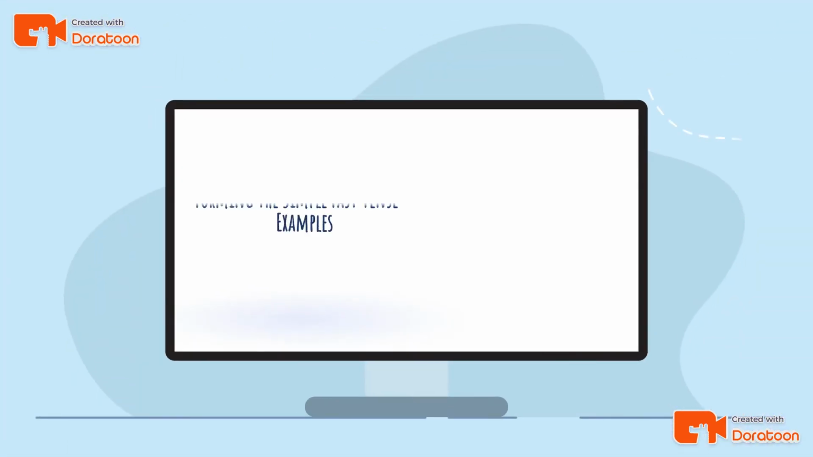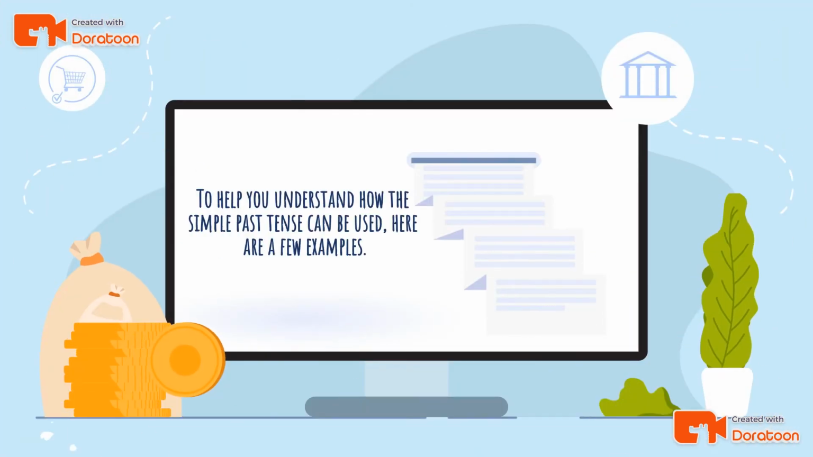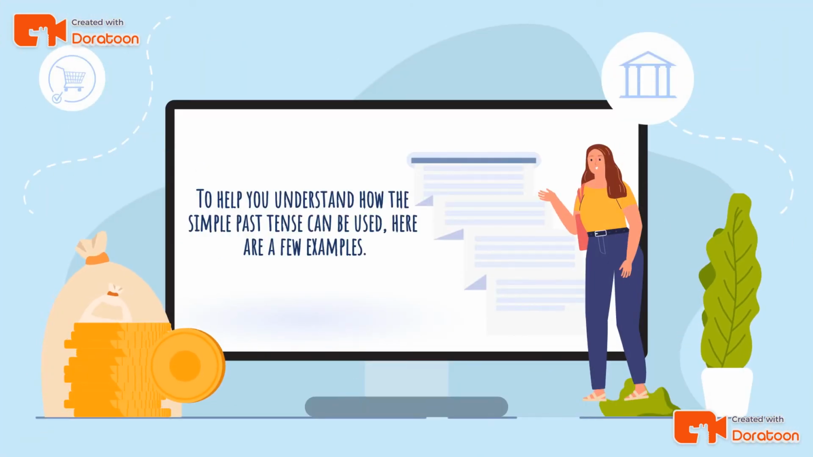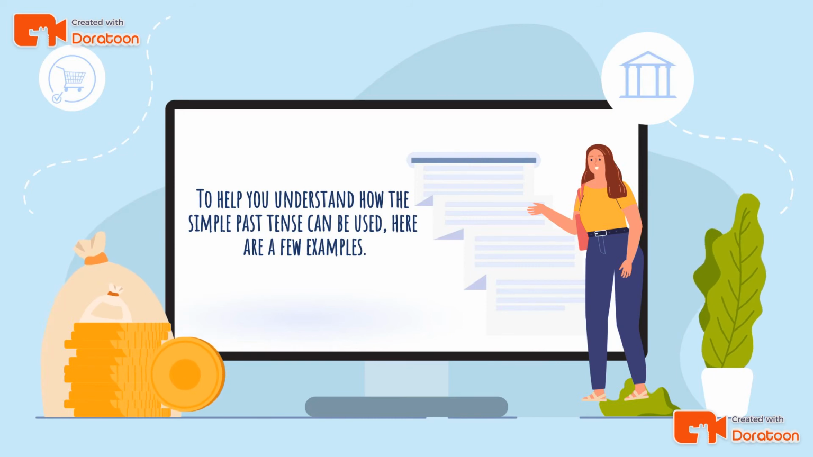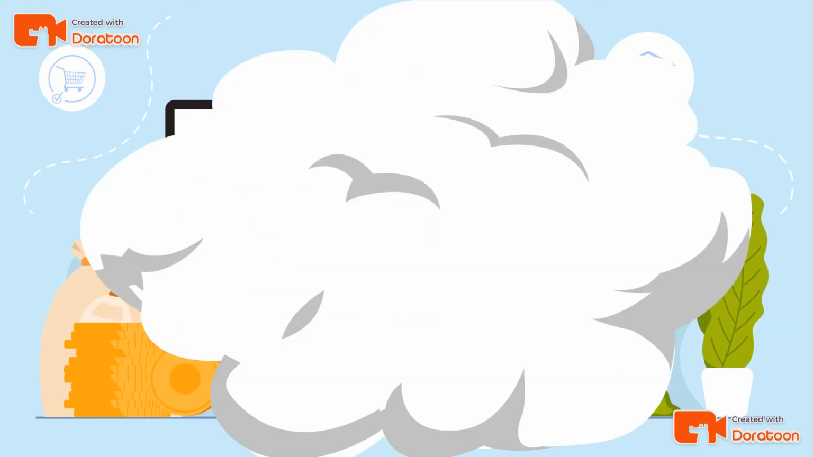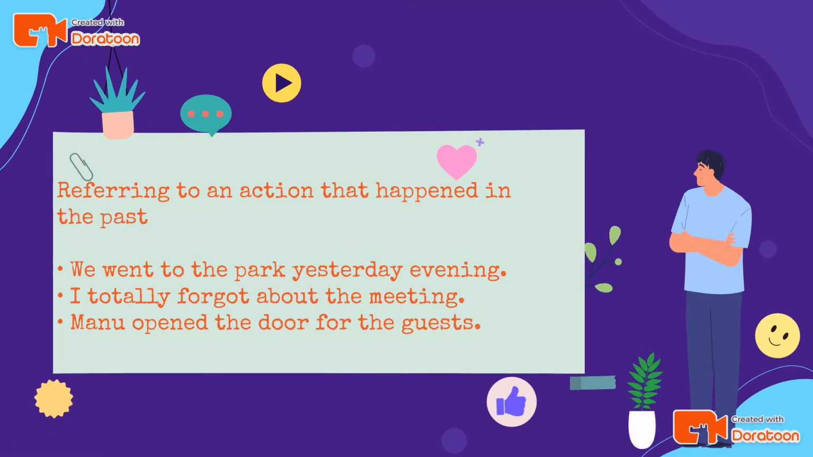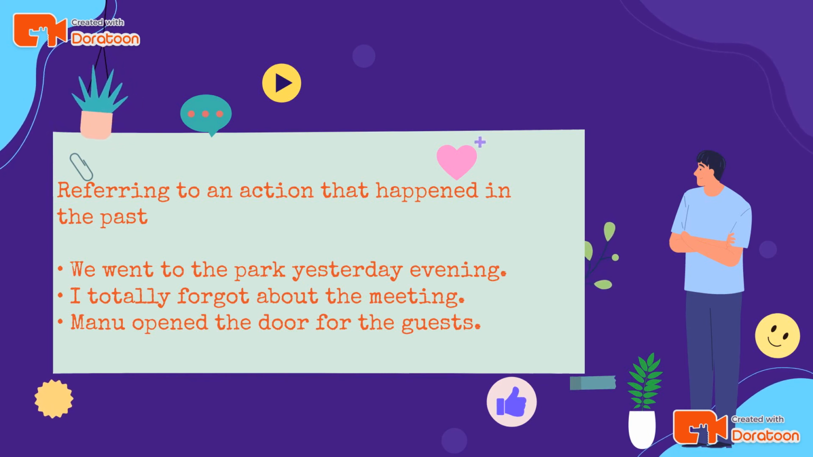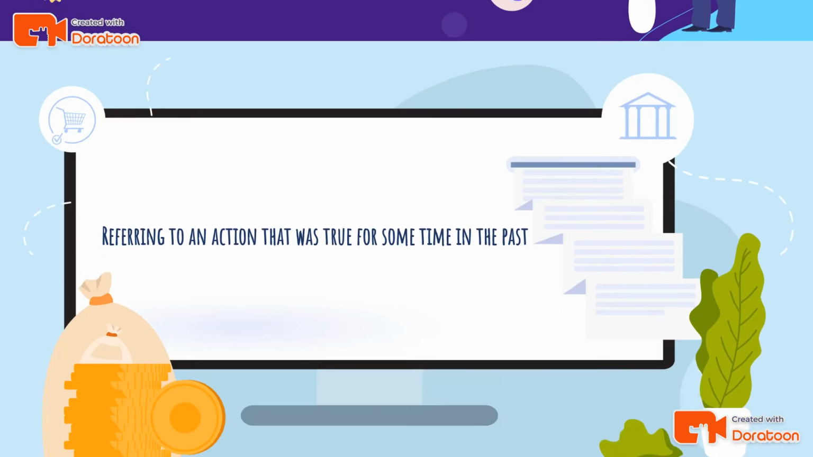Forming the simple past tense examples. To help you understand how the simple past tense can be used, here are a few examples. First, referring to an action that happened in the past. We went to the park yesterday evening. I totally forgot about the meeting. Manu opened the door for the guests.